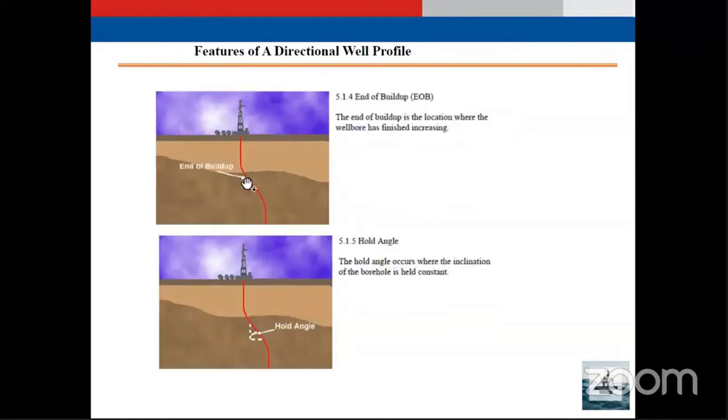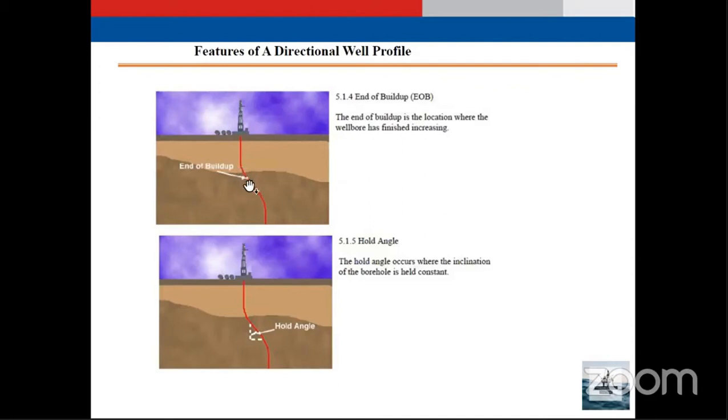Another feature of the directional well profile is called end of build-up. First, I drill vertically, then I make a kick-off point to increase the angle from 0 to, for example, according to the plan, 30. So I start building from 0 to 30, then I stop building angle. The end point of building or increasing the angle is called end of build-up.